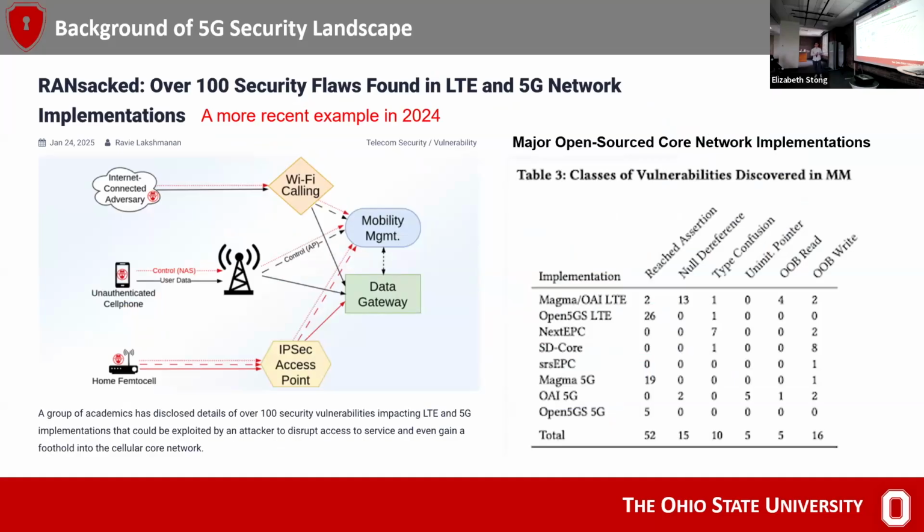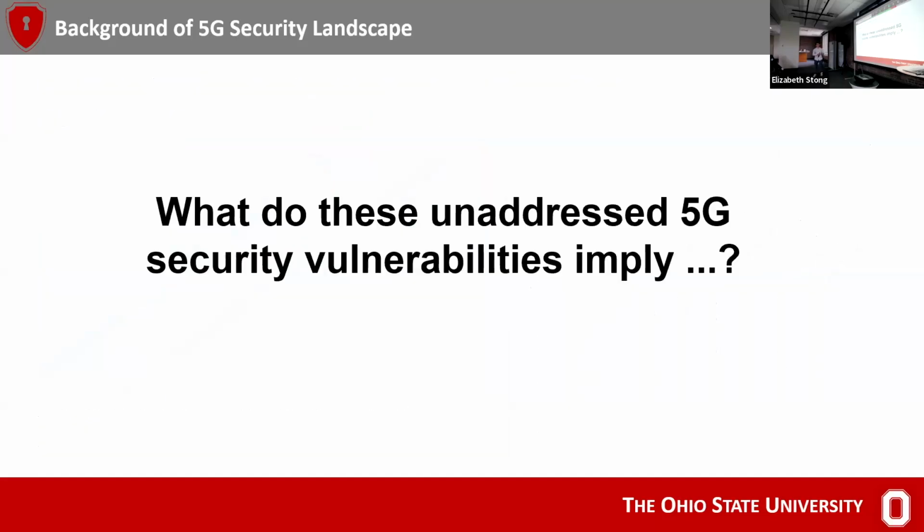Those 100 vulnerabilities can be exploited by using authenticated cell phones or malicious radios. If attackers know those vulnerabilities, they can use those devices to send malicious signals to exploit the base station and the 5G core network functions, to disrupt services and compromise the security and privacy of the users. So what do these unaddressed security vulnerabilities in 5G imply?